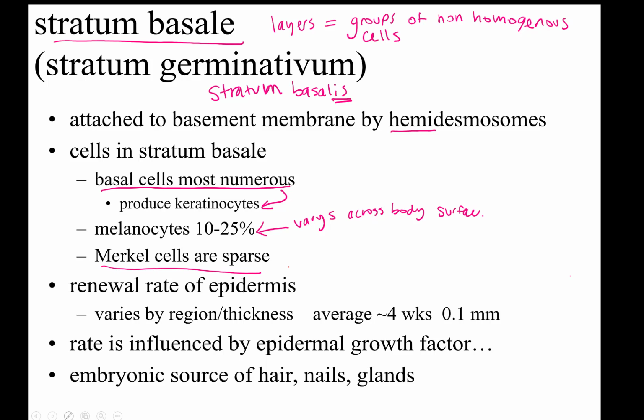Merkel cells are sparse and concentrated in the hands and feet.